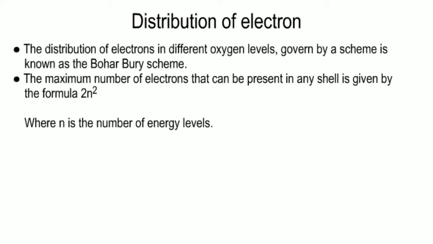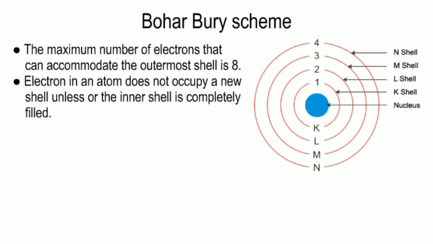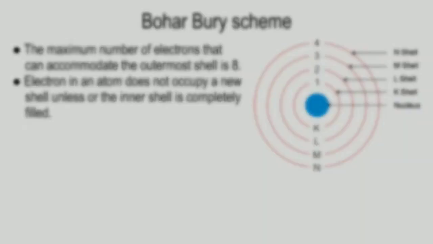Distribution of electrons. The distribution of electrons in different energy levels, governed by a scheme, is known as the Bohr-Bury scheme. The maximum number of electrons that can be present in any shell is given by the formula 2n squared, where n is the number of the energy level. Bohr-Bury scheme. The maximum number of electrons that can be accommodated in the outermost shell is 8. An electron in an atom does not occupy a new shell unless the inner shell is completely filled.